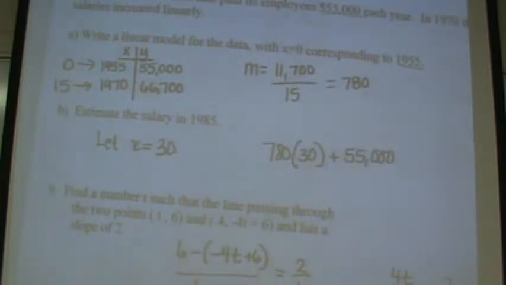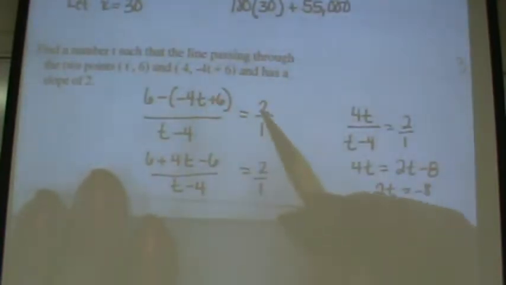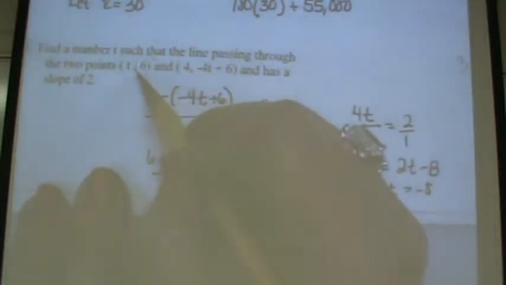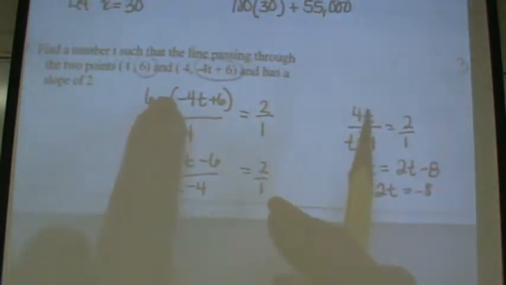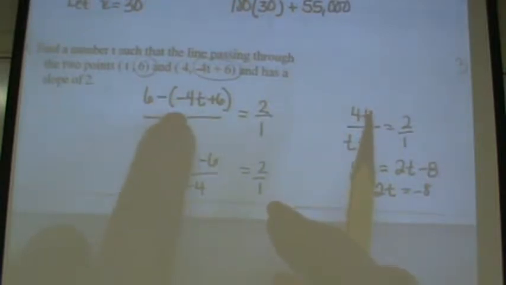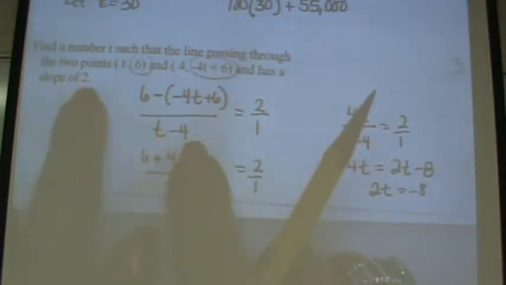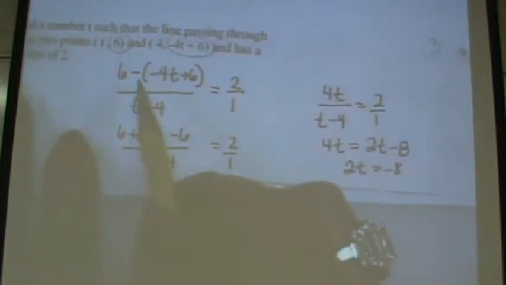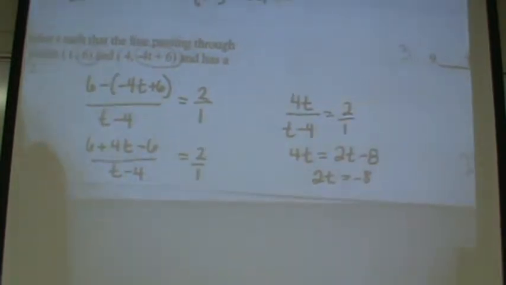Number 9. This is an algebra question, seeing how well you know the slope formula. The slope formula says you take your 2 y values and subtract them, that goes in the numerator, and then your 2 x values in the denominator, and the slope of this problem is 2. So you should know how to simplify and cross multiply. You end up getting t as negative 4.